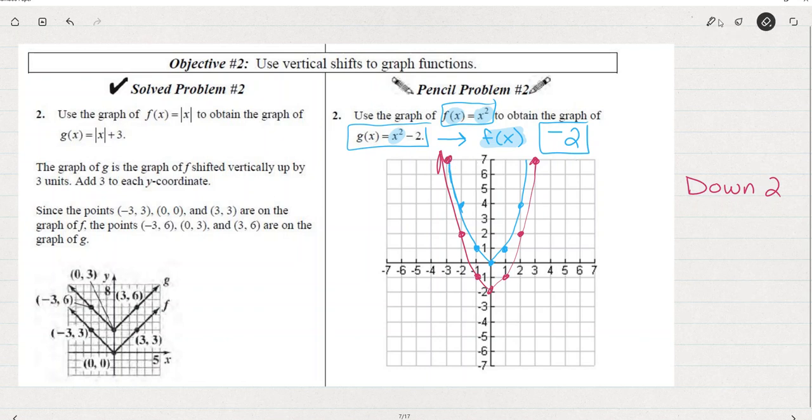A little bit off on the end point here, because it would have actually reached this point specifically. But we get this parabola that looks just like our blue parabola, but it's moved down 2 units. That's a vertical shift down.